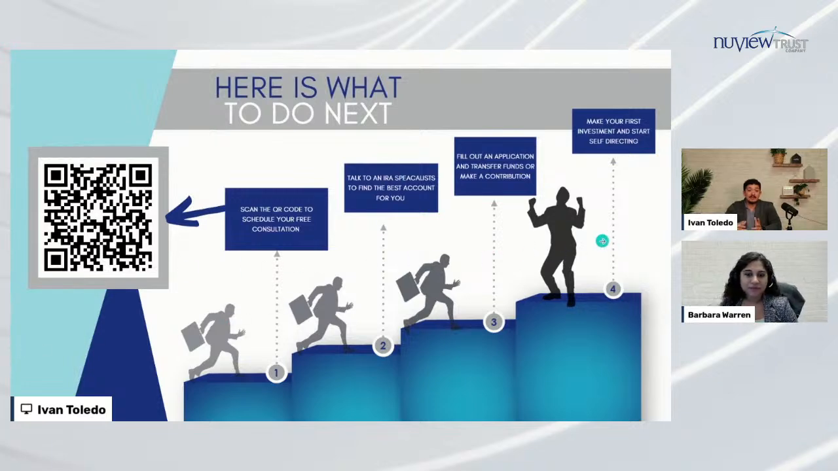All right, guys. So now what to do next with all this information. So we would strongly encourage you to go ahead and scan the QR code to schedule your free consultation with one of our IRA specialists. They'll talk to you and they'll be able to help you and find out what account is best for you and your needs. Then after that, you can fill out an application, transfer funds, or make a contribution, just like Barbara has explained the process to you.